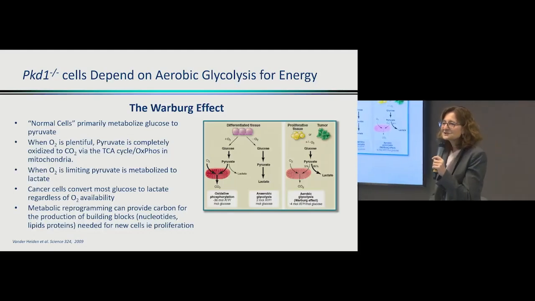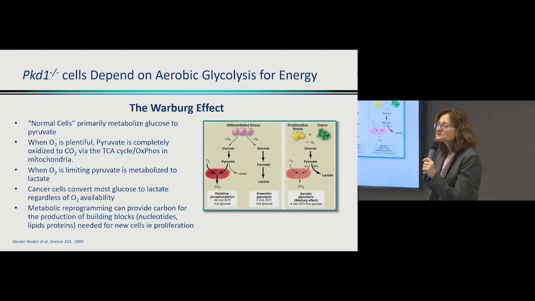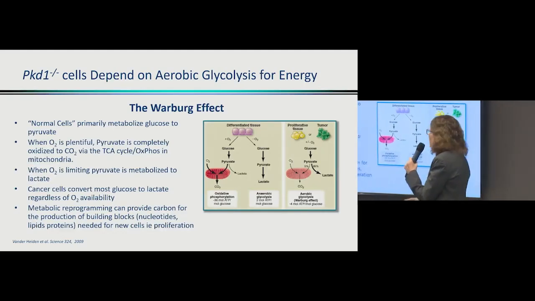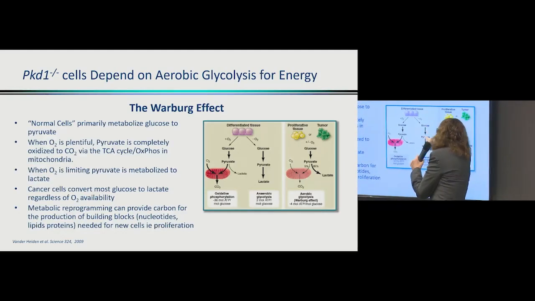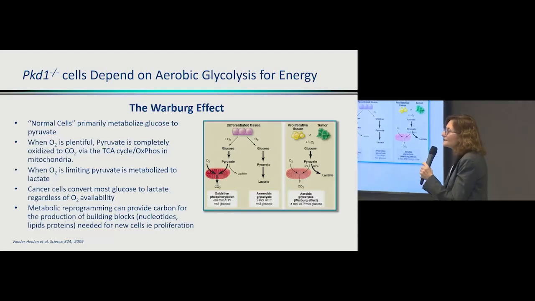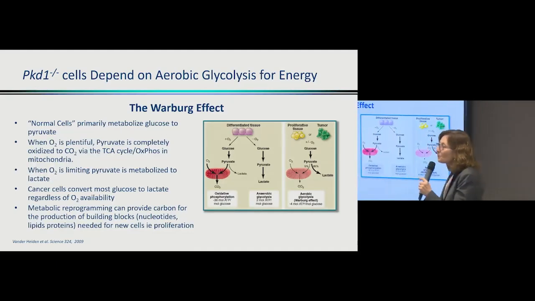However, when oxygen is limiting, like when you exercise and your muscles hurt, that's because you don't have oxygen around, and instead glucose is going to pyruvate and lactate, and that would be anaerobic glycolysis. Cancer cells, it turns out, have adapted this and instead convert most of the glucose to lactate, regardless of whether you have oxygen available or not. That's shown here. This is called the Warburg effect.